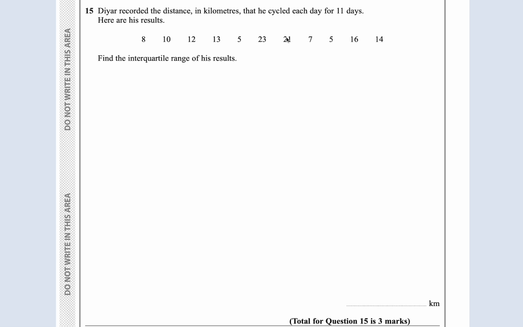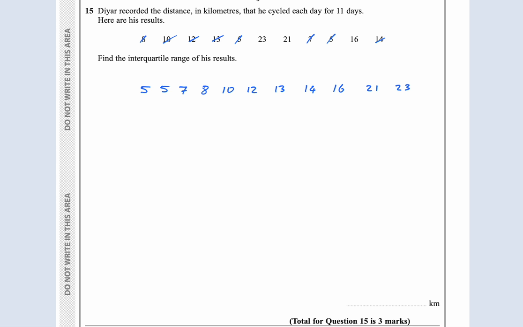Okay, so guys, we have to order these from smallest to biggest. So I'm going to go 5, 5, 7, 8. Be very careful, guys, to do this properly. Cross them out as you write them. Okay, then I'll do 10, 12, 13, 14. Then 16, 21, 23. Okay.